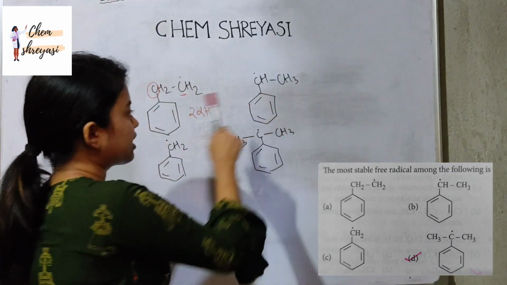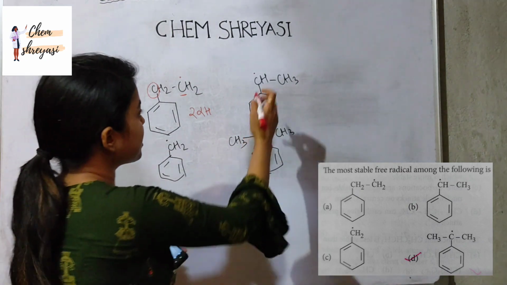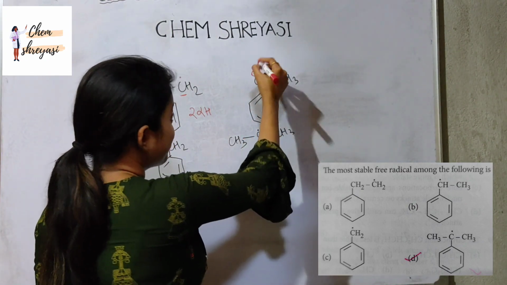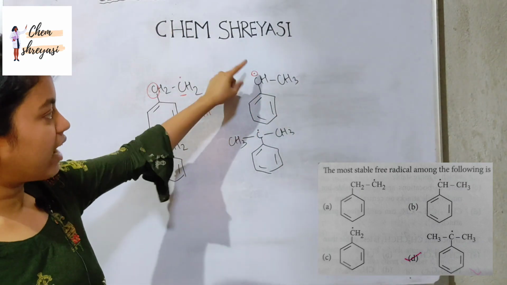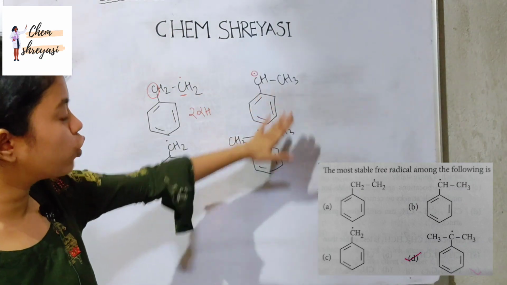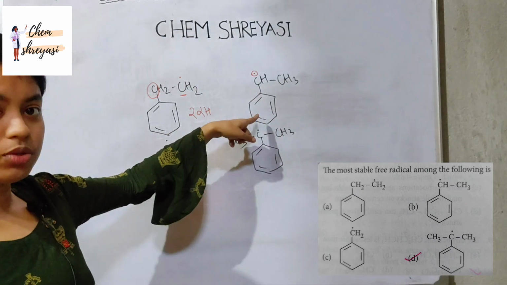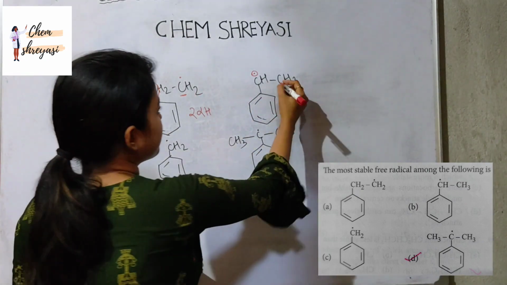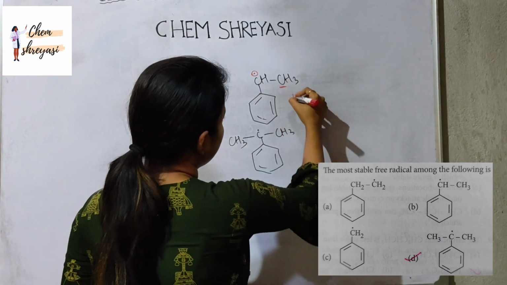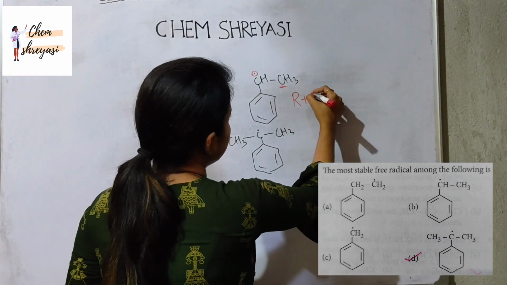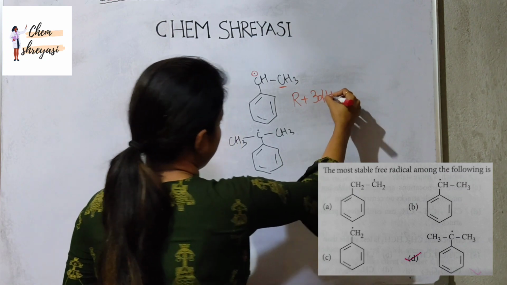Let me come to the second structure. So in this case, the free radical is present on this carbon. As this free radical is present on this carbon, it can undergo resonance through this benzene molecule, as well as there is 1 alpha carbon present. So there will be 3 alpha hydrogens. So in total there is resonance and 3 alpha hydrogens.